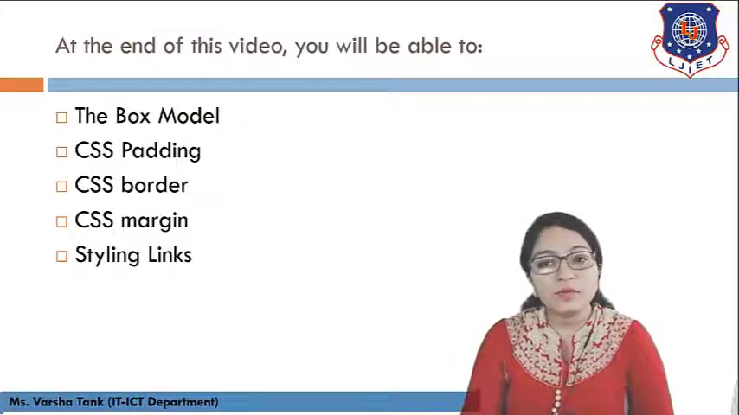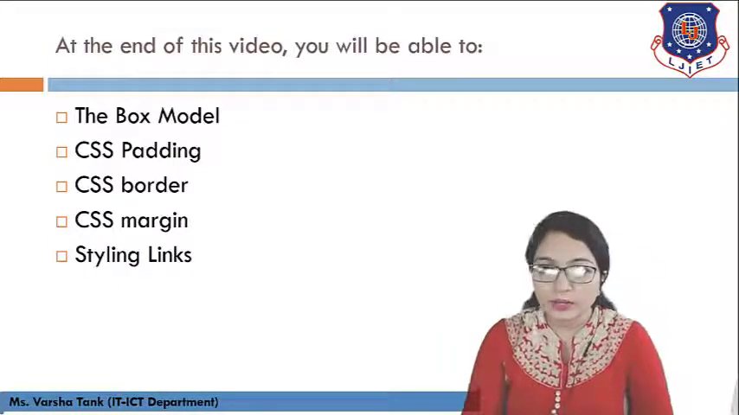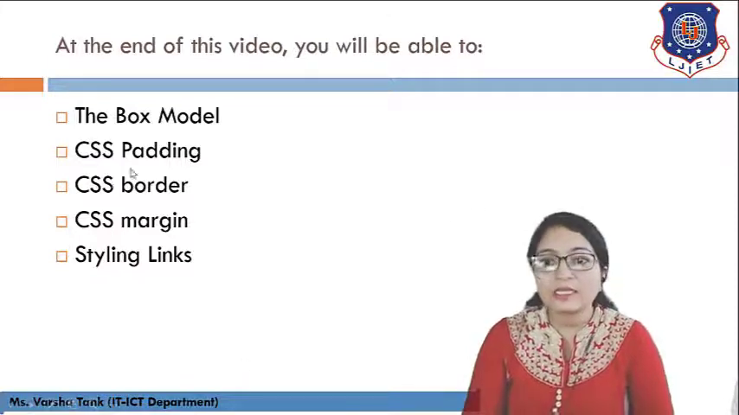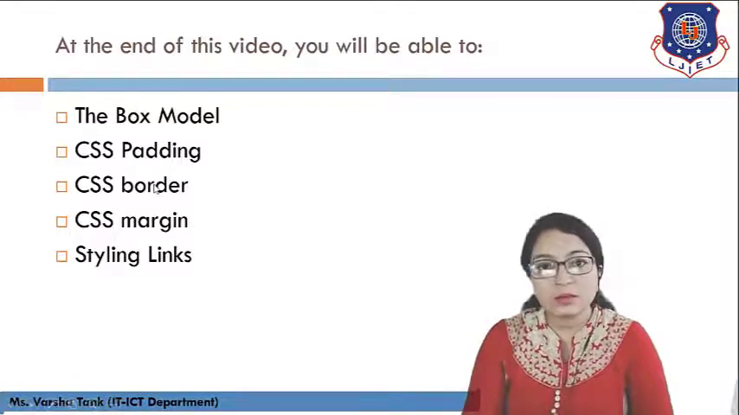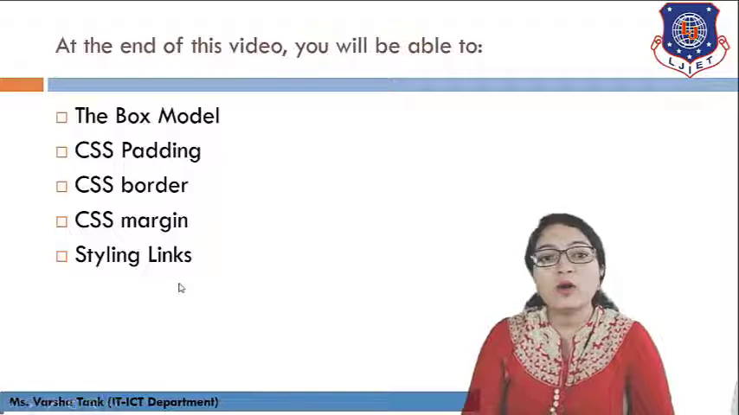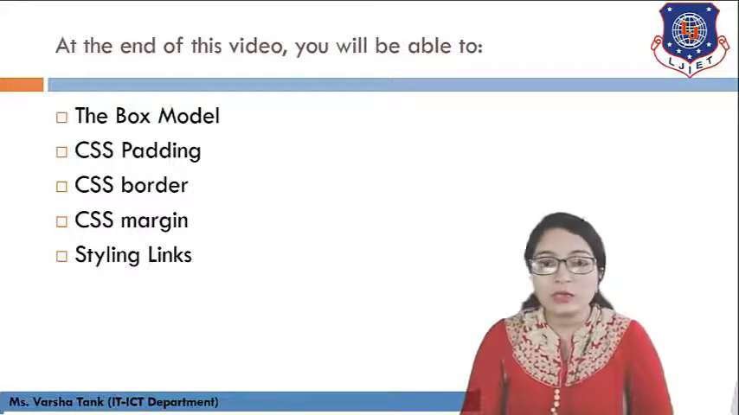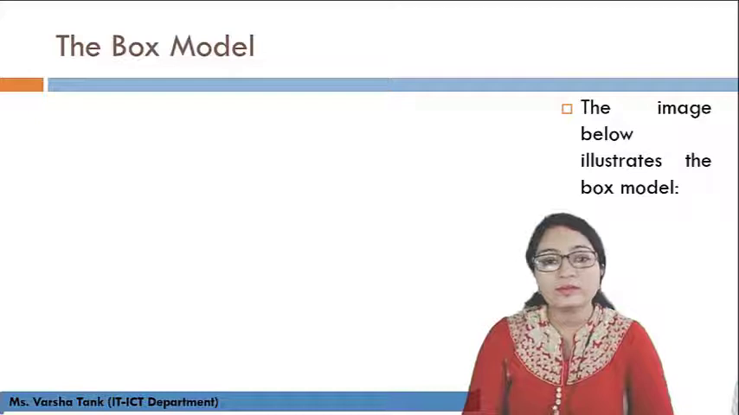So in this video we will learn about the CSS box model. In this box model there are different properties: CSS padding, CSS border and CSS margin. We will see this in the CSS box model, and then we will learn about styling links: how we can assign different colors to the style when it is visited, when it is not visited, when it is active, etc. So that we will see in this video.